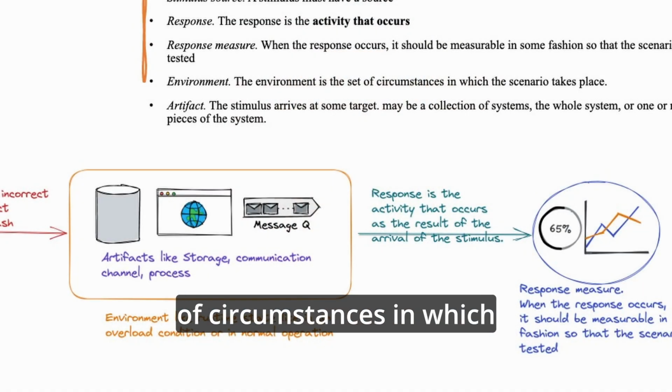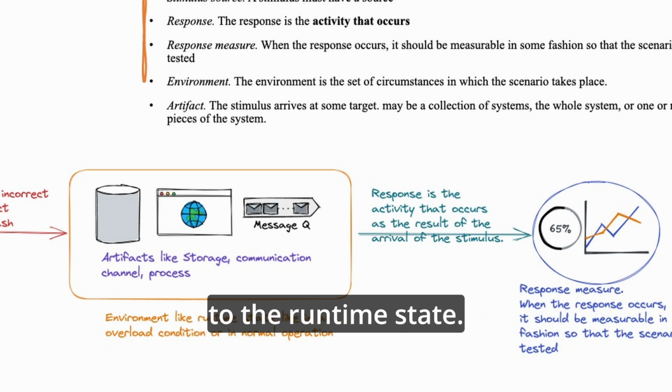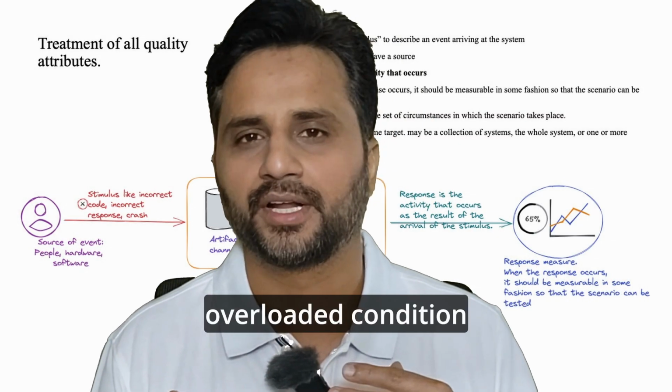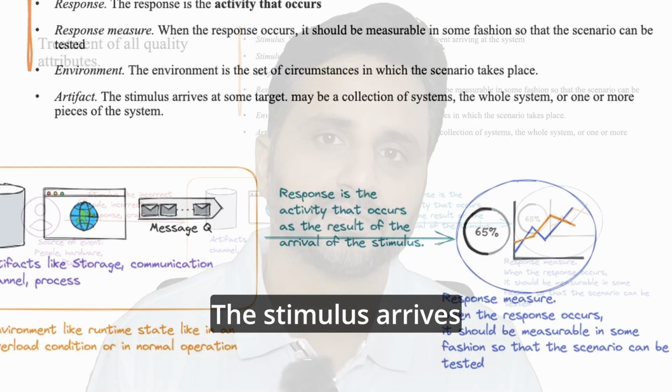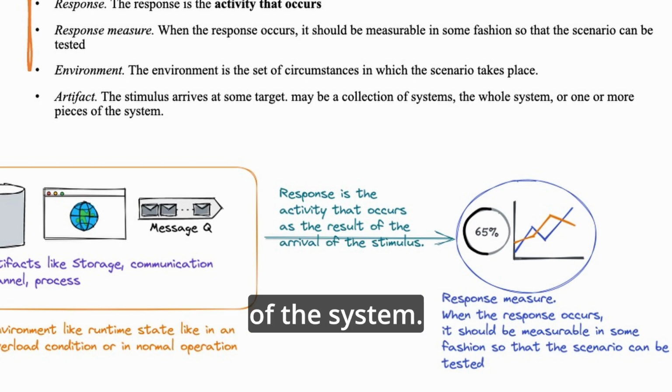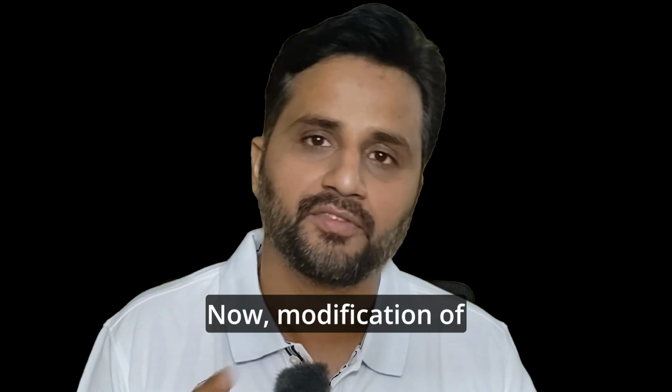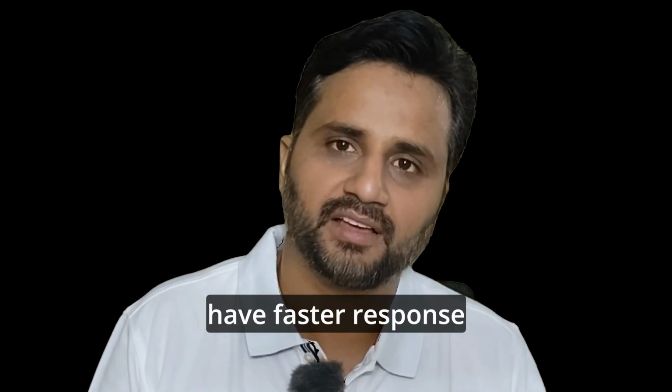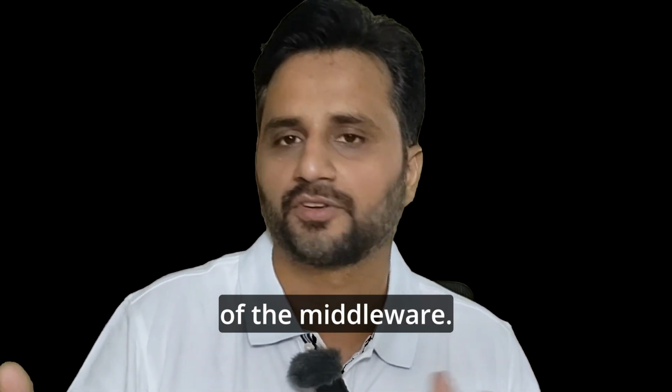The environment is a set of circumstances in which the scenario takes place. Often this refers to the runtime state. The system may be in overloaded condition or normal condition. The stimulus arrives at some target. Now, artifact may be a collection of system, either the whole or a piece of it, and failure or a change request may affect just a small portion of the system. A failure in the data store may be treated differently from the failure in the metadata store.